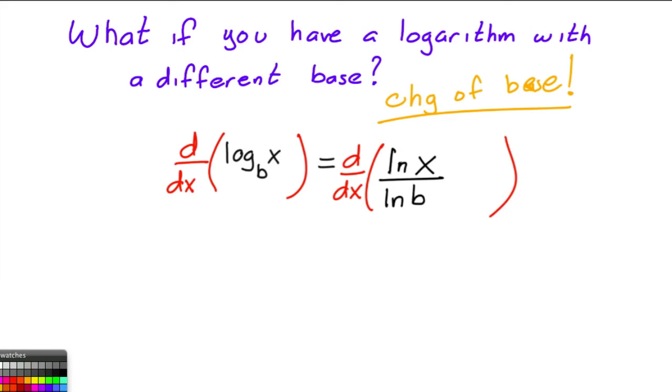Now, the b is a constant, so I'm going to leave the natural log of b alone. And the derivative of natural log of x is just 1 over x. So this turns out to be the same thing, except that you have an extra natural log of b factor on the bottom. And that's it.